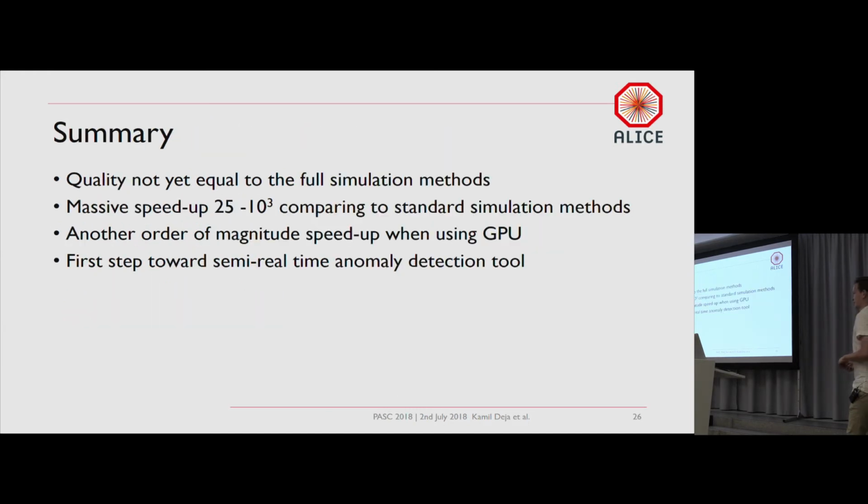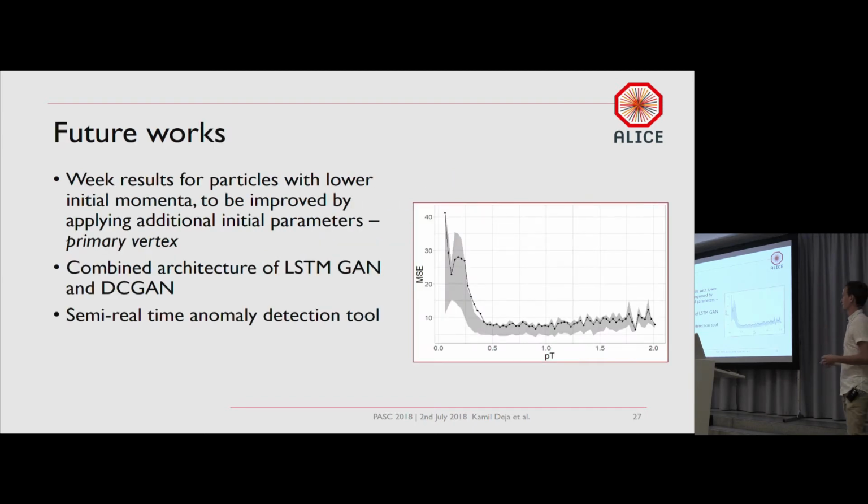So to summarize, I showed you how we are trying to apply generative methods for fast simulation. We don't yet have the same precision as the full simulation, but we already have a massive speed up compared to the standard methods, and we can even get a bigger speed up when using GPUs. As future work, we also think about applying those methods as a semi-real-time anomaly detection tool, which we were discussing a bit before. But for that we need better results.